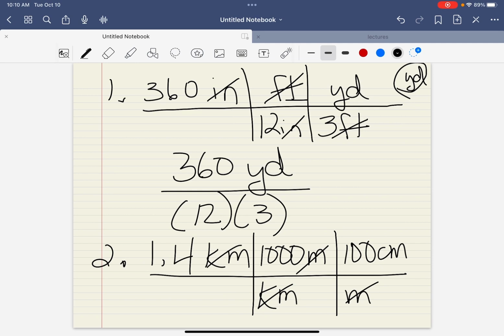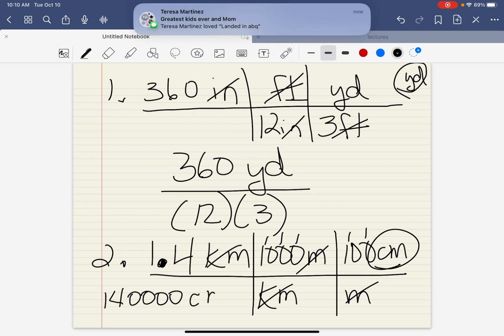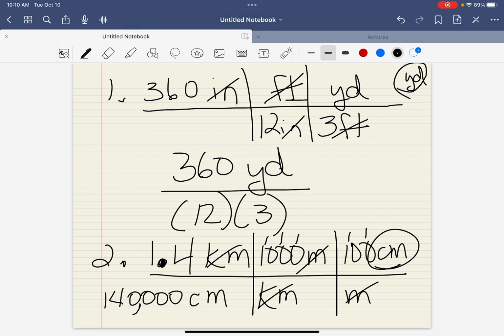So count your zeros. There's 1, 2, 3, 4, 5. So that means we're going to move this decimal over 5 places to the right. We're going to make it bigger. So we move it 1, 2, 3, 4, 5. And the units are centimeters. Again, you guys know I'm not picky about units in any of the other word problems, but in this particular problem, that's all we're doing is unit conversion. So it's super important that you have the units in there.